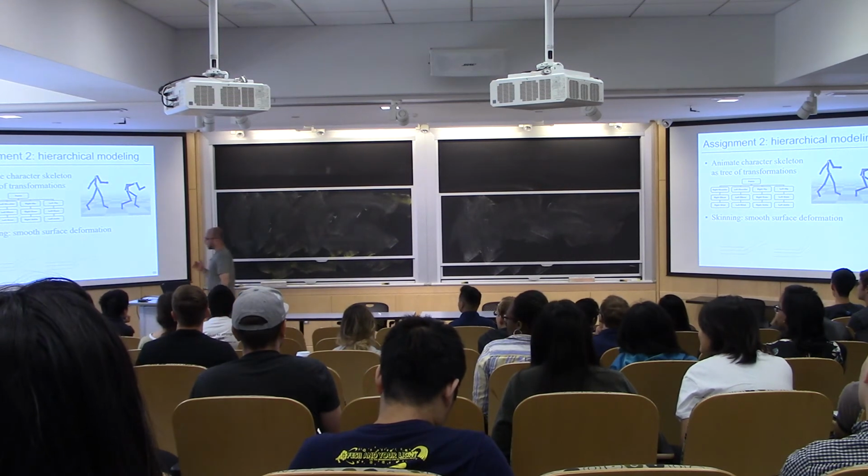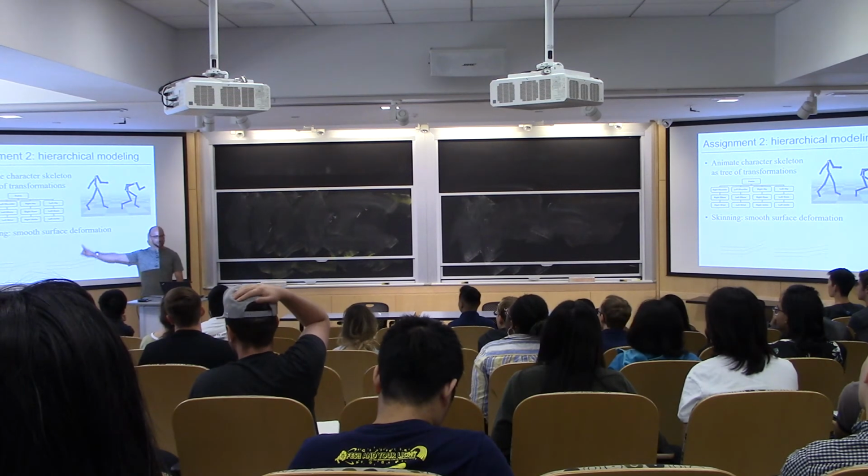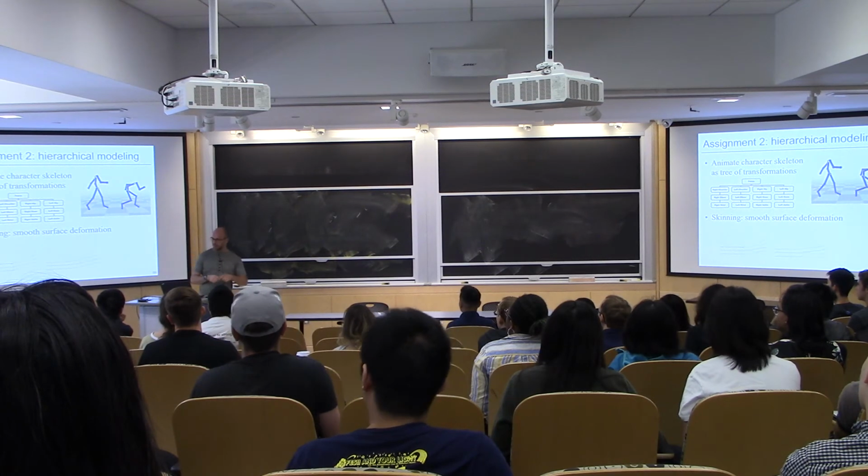And then to make it worse, skinning happens in global coordinates, but all of your skeleton bones are in these local coordinates. So you're going to have to write some code that reconciles those two pieces.